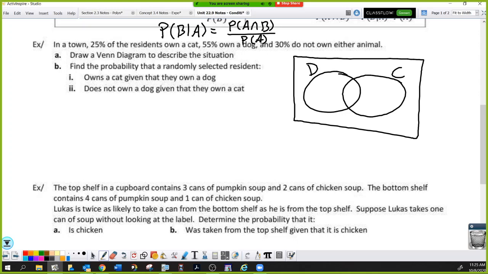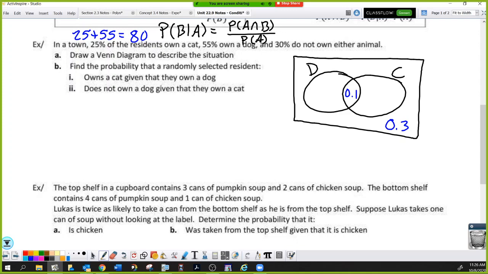In a town, 25% of the residents own a cat. 55% own a dog. 30% don't own either. So I've got a 0.3 out here. What does that tell me about the circles? What should the circles add up to? No, just the circles. They should add up to 0.7, 70%. But if I take the 25% and add the 55%, that gives me 80%. So I am 10% over. That means 10% has been double counted. So the overlap is 0.1.